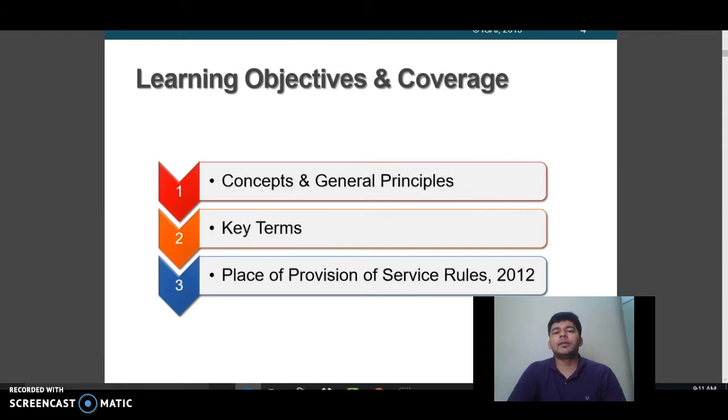Today we'll be discussing the concept of the Place of Provision of Services Rules 2012 under the Service Tax. First let us understand what these rules are and why these rules are. The phrase Place of Provision of Services in itself says that these rules are going to deal with the place where the service has been rendered or where the service has been consumed. That is to be taken into consideration. Now for what purpose?